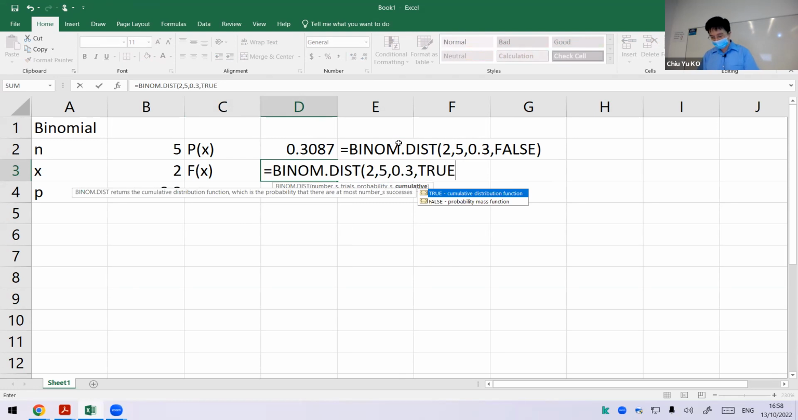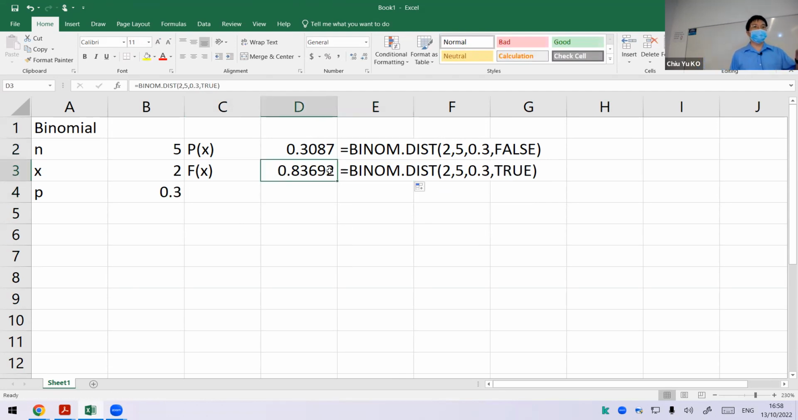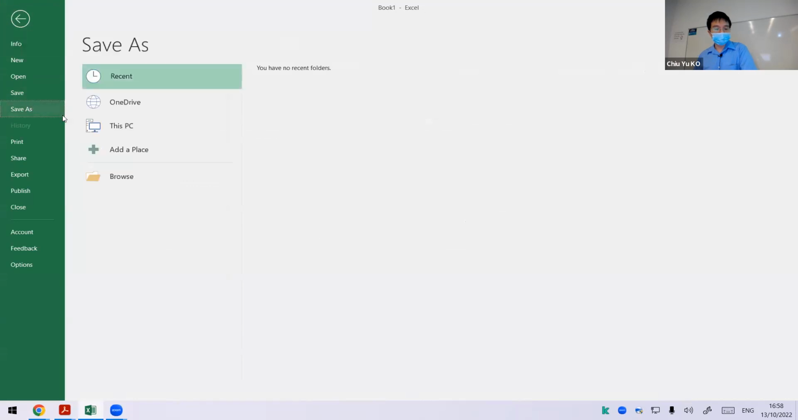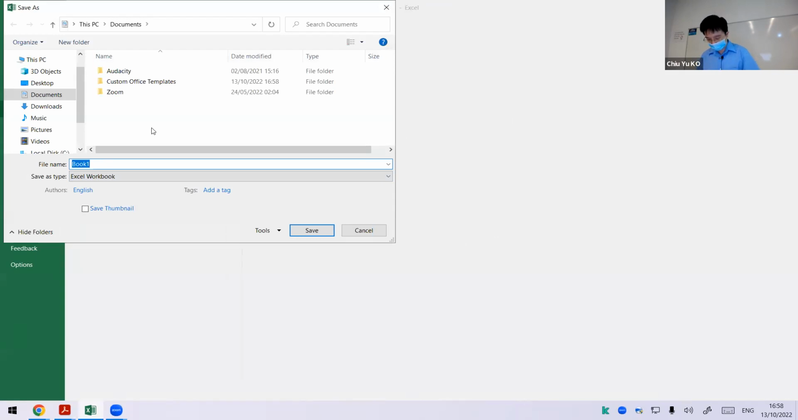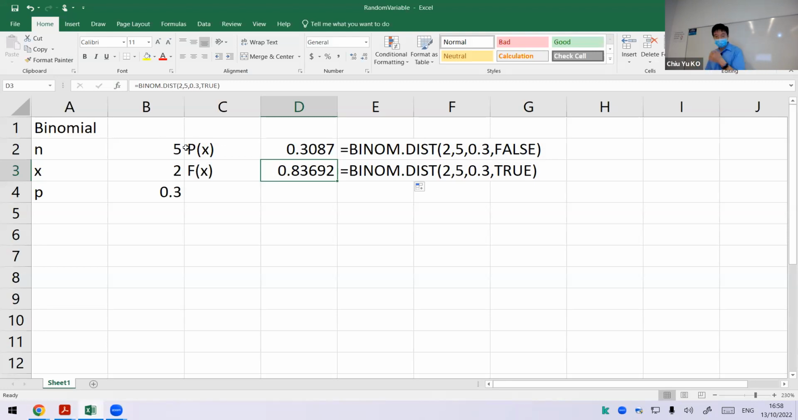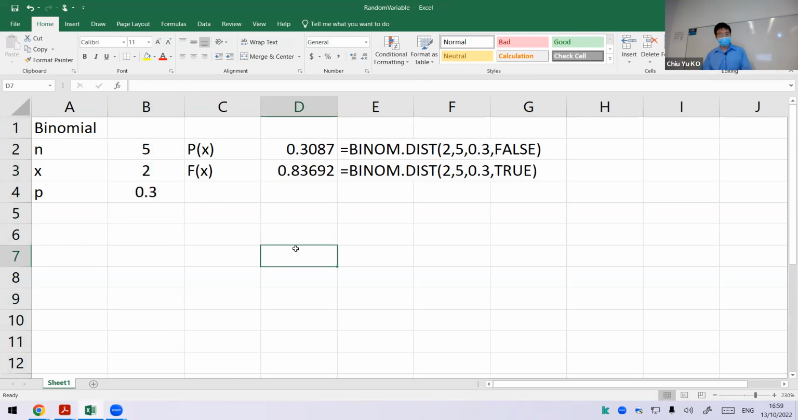So this gives you P of 0, P of 1, and P of 2 added together. Let me stop a little bit and see if you have any question here. So that is how you do the binomial.